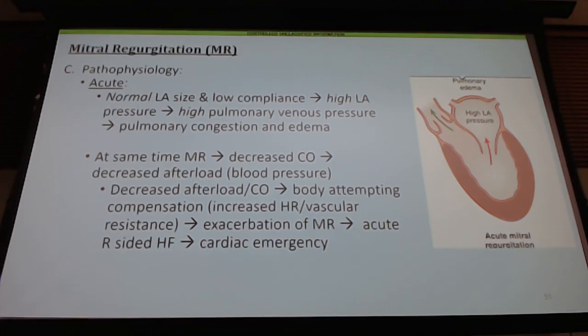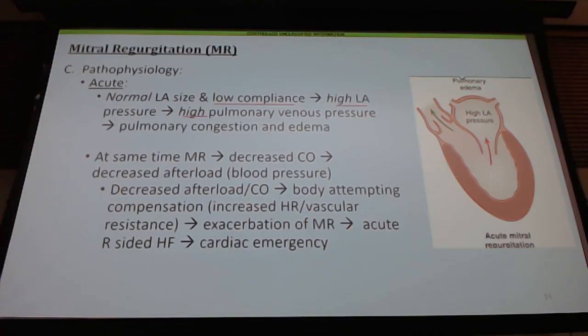With acute, what happens is the atria is going to have this low compliance, so it's not going to want to stretch to take on that volume coming back. So what's going to end up happening is that pressure is going to quickly rise, which then means that that high pressure in the atria is now going to impact the flow of blood in the pulmonary systems. Okay, so you're going to start to get that pulmonary congestion. They're going to have all those pulmonary symptoms, dyspnea on exertion, crackles, all that kind of stuff.